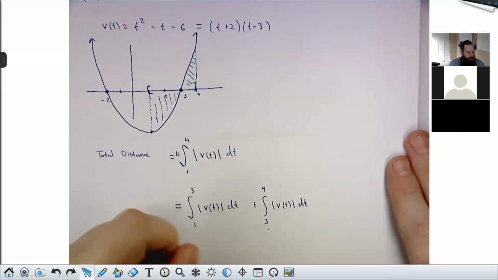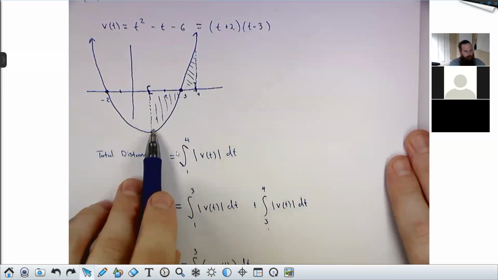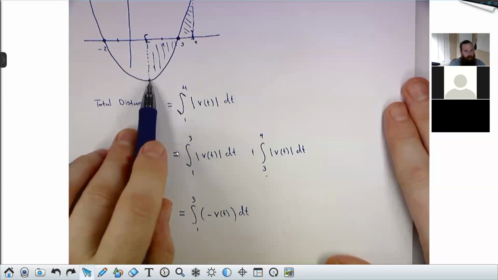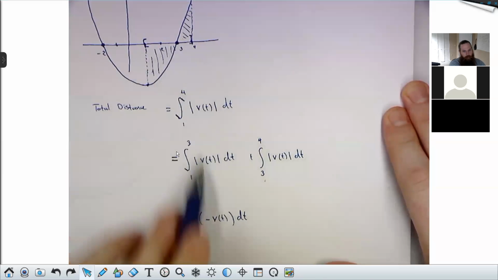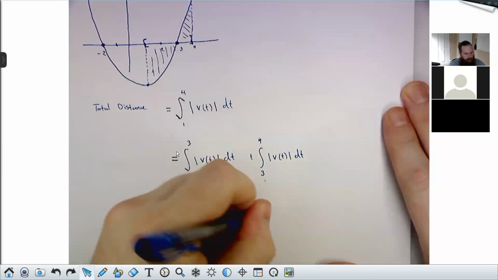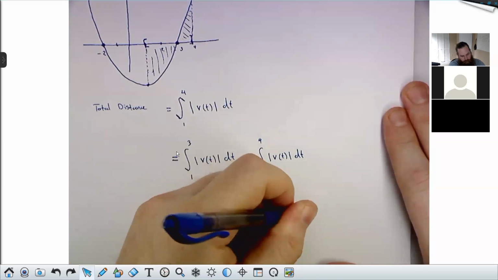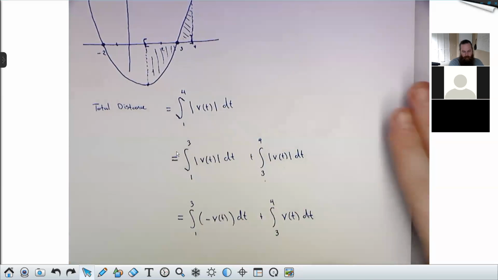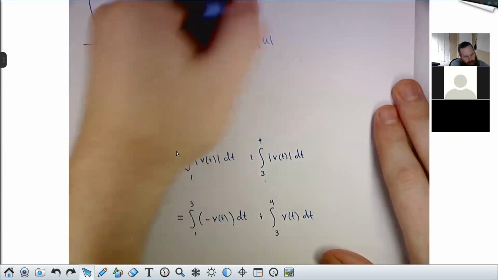So this is going to be the integral 1 to 3 of negative v of t dt, because v of t is itself negative from 1 to 3. So to make it positive, to do what the absolute value function says to do, I need to negate v from 1 to 3 to make that part positive. And then this other part I leave alone, integral 3 to 4, regular v of t dt, because this piece was always positive. What I'm using here is the definition of absolute value that maybe you recall, maybe you don't.